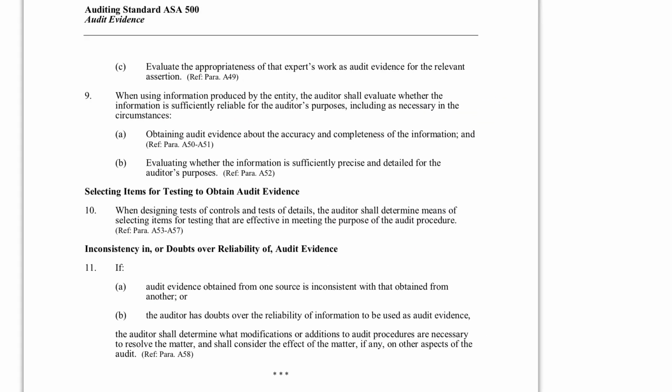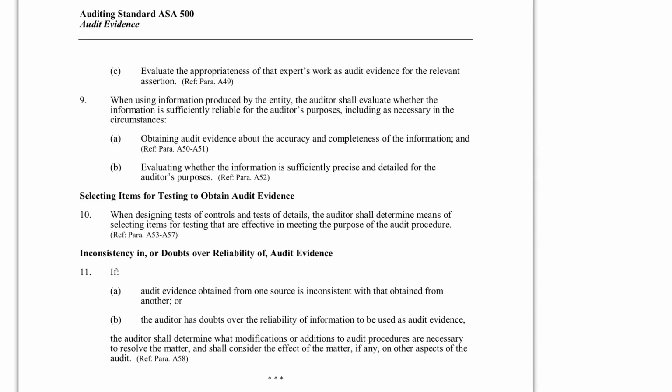If we go on to the next part, when using information produced by the entity, I shall evaluate whether the information is sufficiently reliable, including the accuracy and the completeness of that information, and whether it's sufficiently precise and detailed. Now, how do we do that?